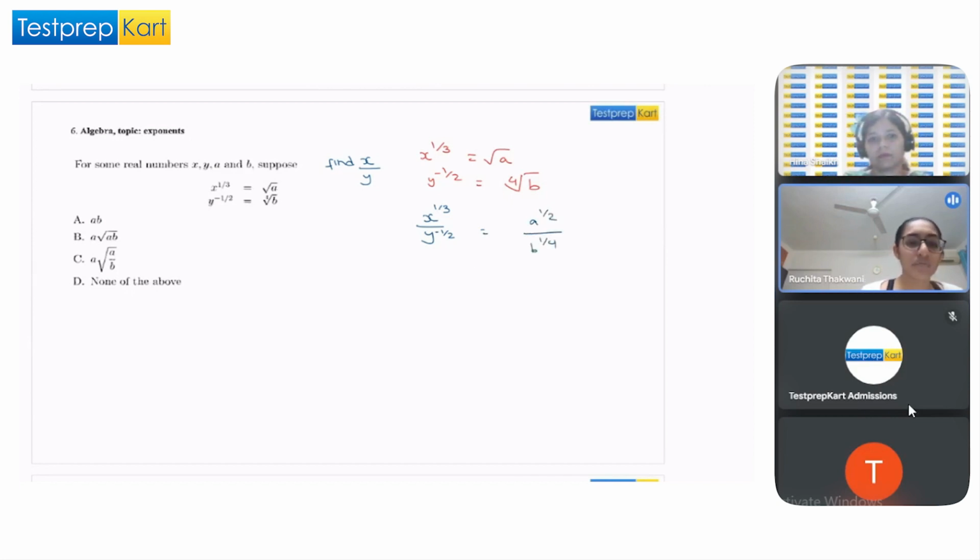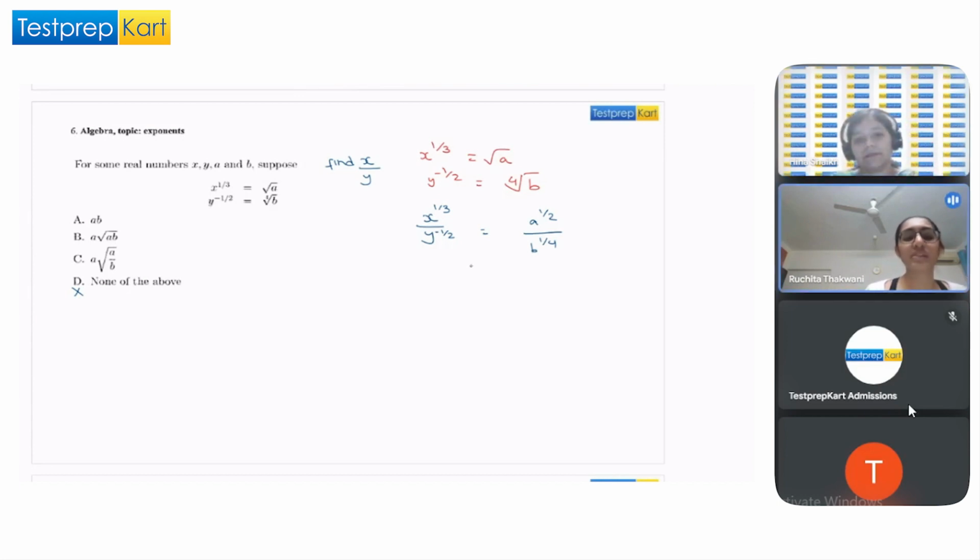Is none of the above possible? No, no, no. That is not the option. Because if I want to just separate x and y, that means I have to take 1 by 3. Don't separate it, it will create confusion. What you want is x by y. That means you have to remove the 3 from here and the 2 from here.